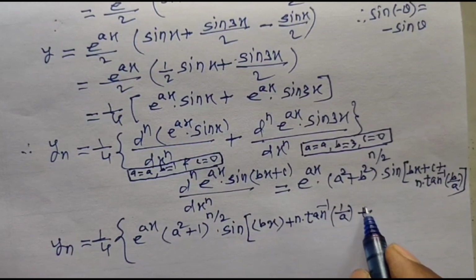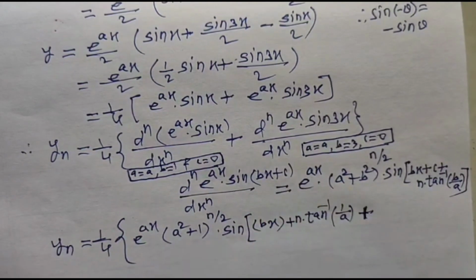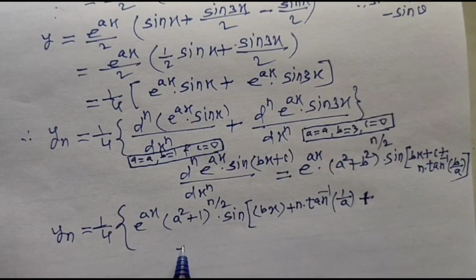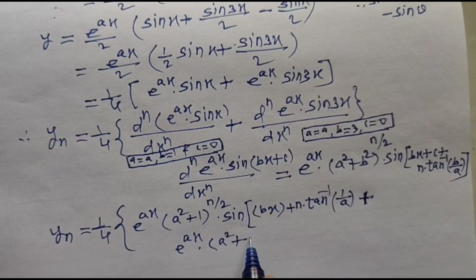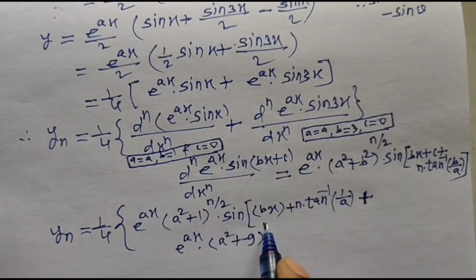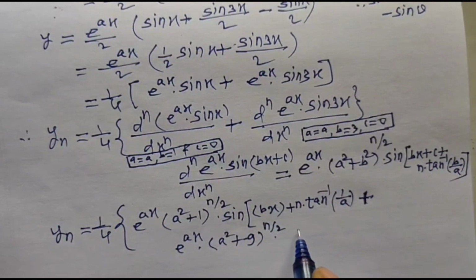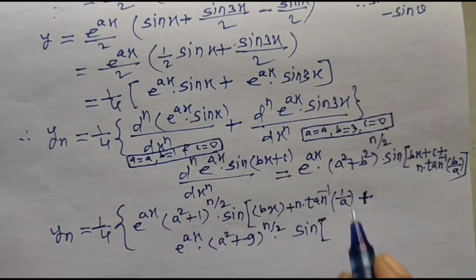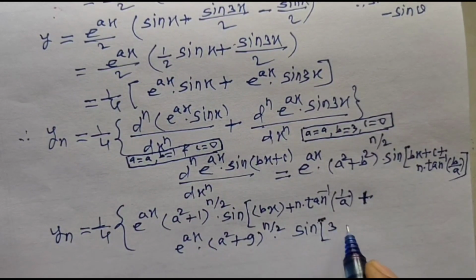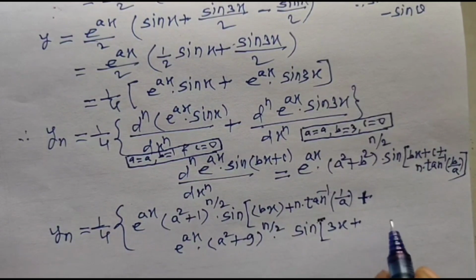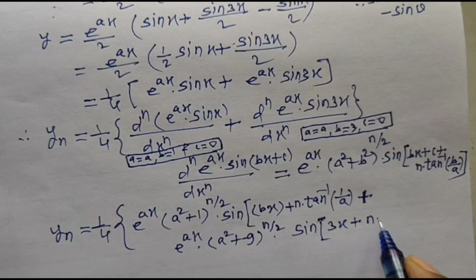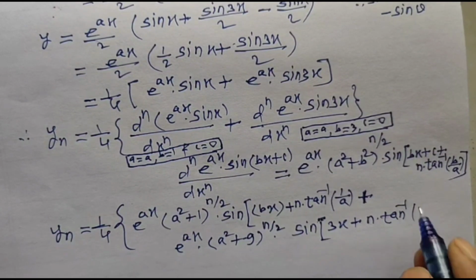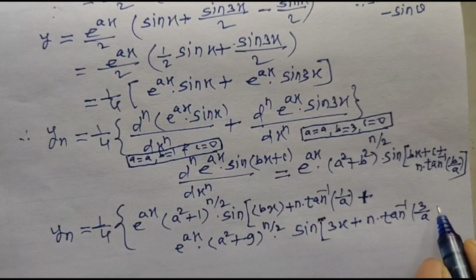Plus, now you can find the nth derivative of this function similar to this. e to the power ax into a square plus, here b is 3, b square, 3 square means 9 to the power n upon 2 into sin of bx plus c, c is 0, plus n times tan inverse b upon a. b is what? 3 upon a.